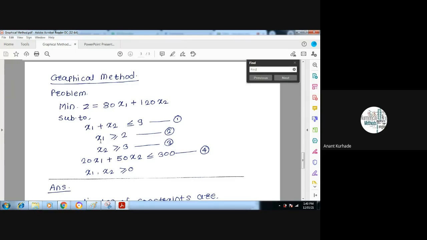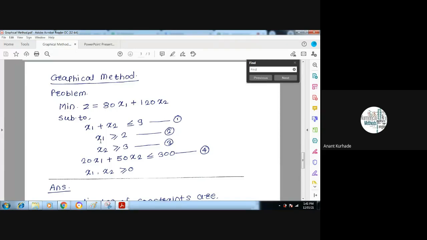Now, the first step is to convert the inequality sign into equality form. Just remove the less or greater sign. So our first equation will be x1 plus x2 equal to 9. Second, x1 is equal to 2. Here x2 is missing, so x2 is 0. Third one is x2 is equal to 3. And fourth one is 20x1 plus 50x2 is equal to 300.